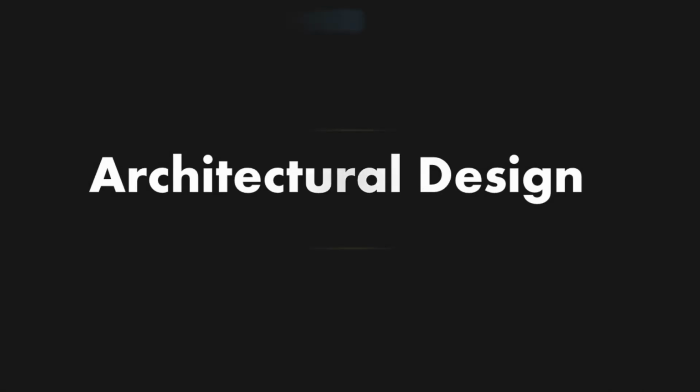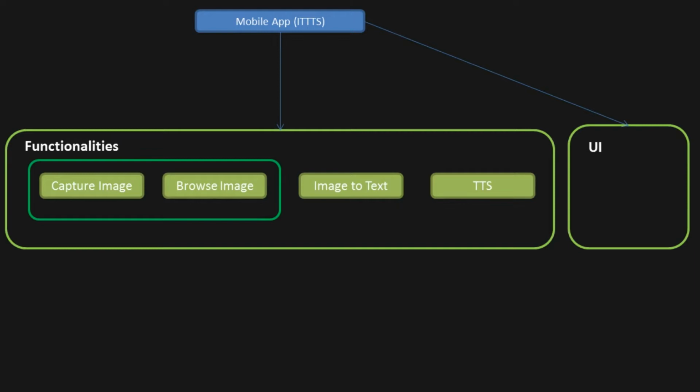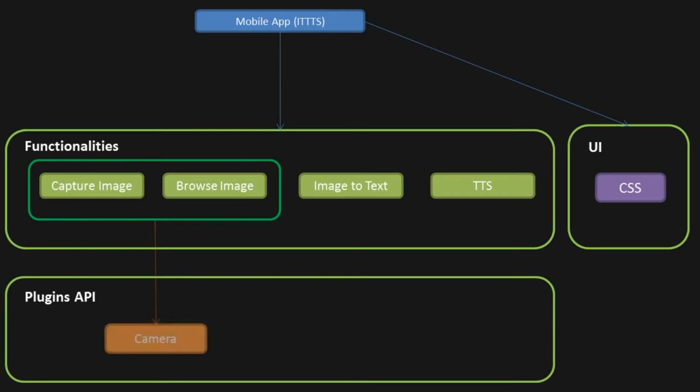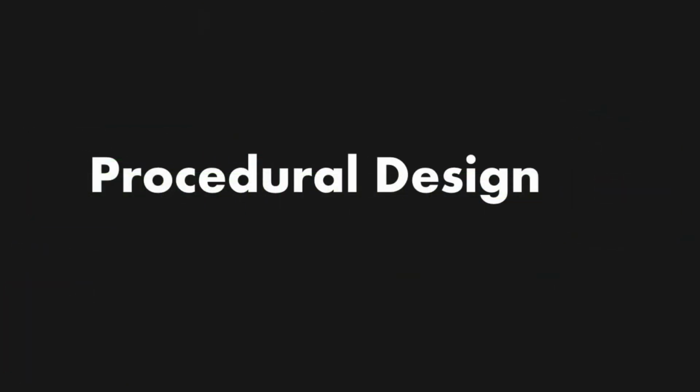But before we dive into the coding, let us discuss first the design overview. We have four functions in this application: capture image, browse image, image to text, and text to speech. The user interface is designed using pure CSS. Capture and browse image functions use the camera plugin. Image to text uses mobile OCR and TTS uses text to speech.